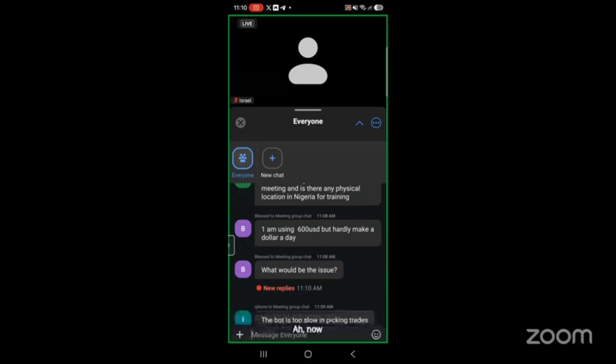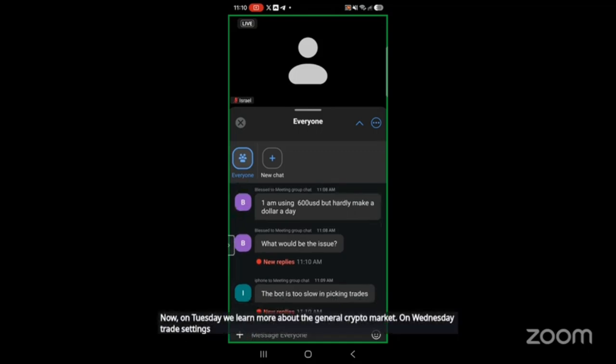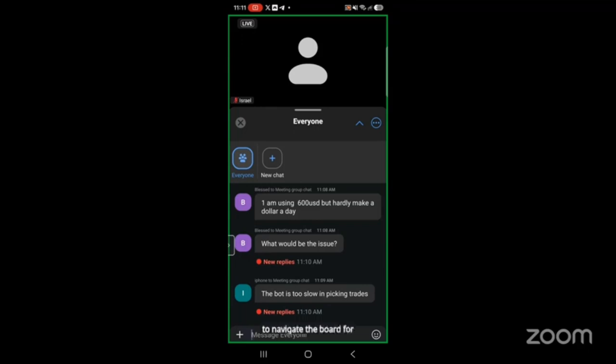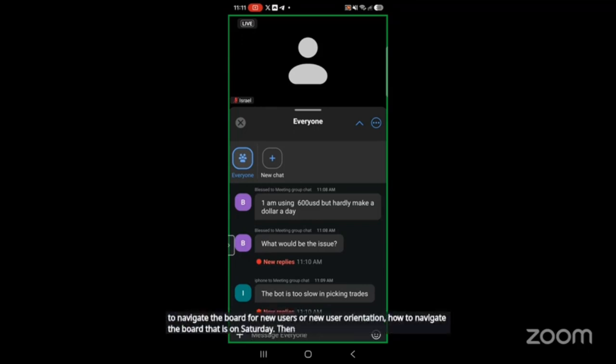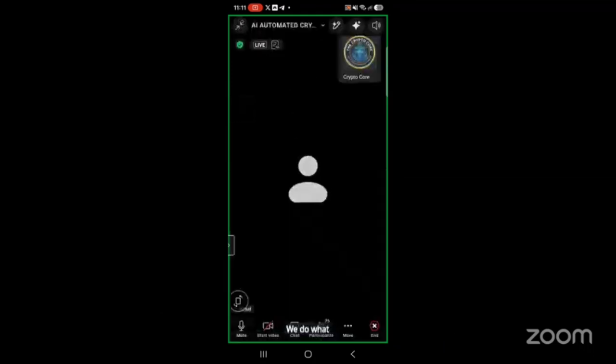Now on Tuesday we learn more about the general crypto market. On Wednesday, trade settings. On Thursday, we learn about the compensation plan, for those of you who want to know how you can benefit from the referral program. On Friday we teach about team building. On Saturday we teach about how to navigate the bot, a new user orientation. Then every evening from Monday to Friday, at 8 p.m. East African Standard Time, we do what we call a business presentation for prospects.